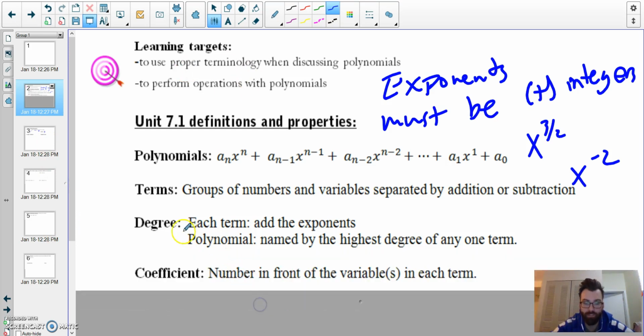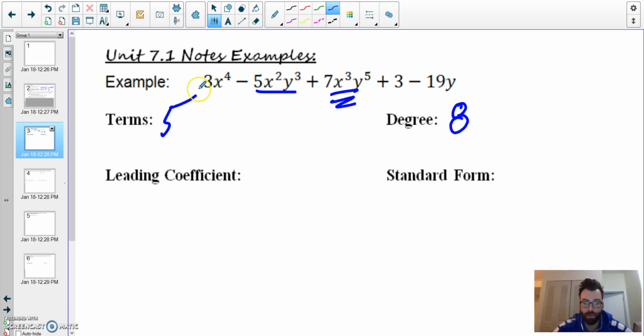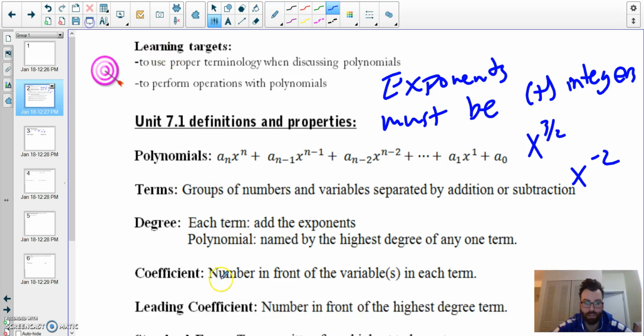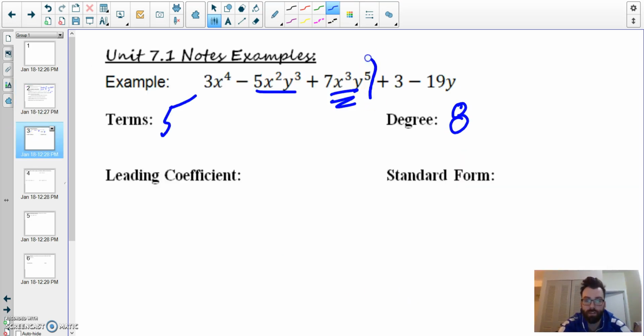Cool. Coefficient. Coefficient is the number in front of each term. Number in front of the variable of each term. The coefficient here would be 3. A coefficient here would be negative 5. 7. 3. Negative 19. This one's technically just a constant, not a coefficient, because there is not a variable. Alright, this would be negative 19. Now to determine our leading coefficient. The leading coefficient is the number in front of the highest degree term. Well, we said that our highest degree term in our first example was this term with 8, so our leading coefficient would be 7. Okay, would be 7.